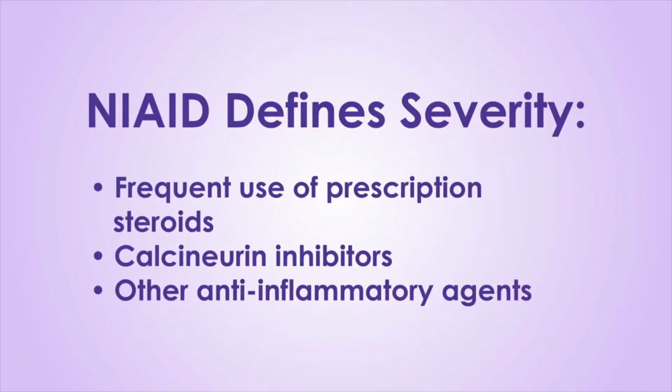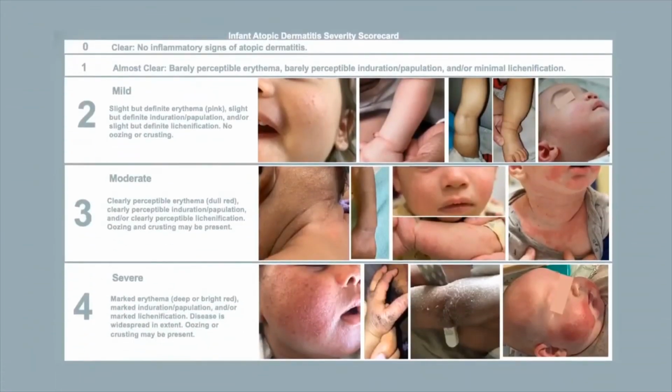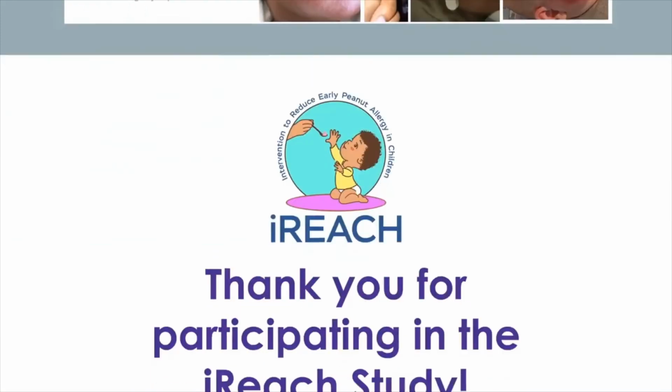Also, other factors in the clinical history can help you determine if the eczema is severe. For example, the NIAID states, severe eczema requires frequent use of prescription steroids, calcineurin inhibitors, or other anti-inflammatory agents, despite appropriate use of emollients. We know that this is a lot of information. In order to support busy practitioners, we have included the vIGA-AD and example images on a scorecard, which is available to you in your clinics and via your EMR.